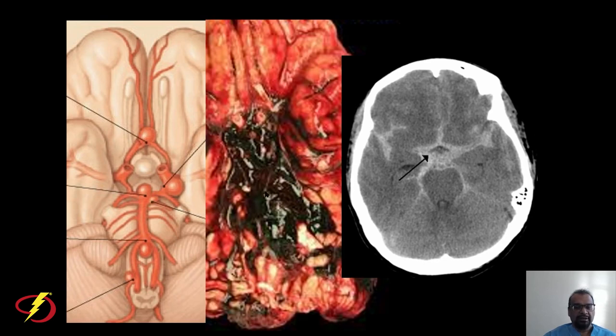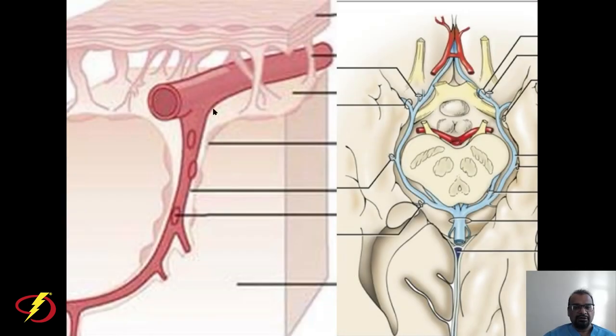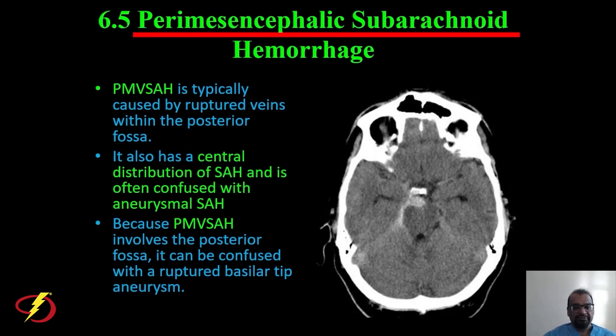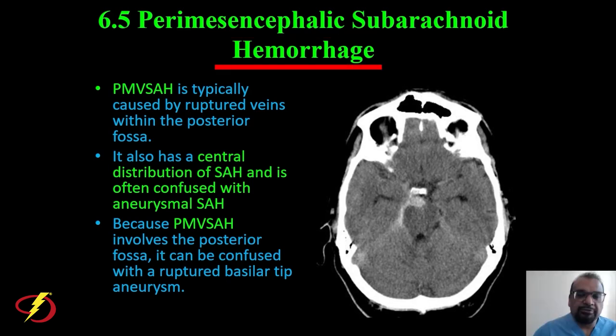This bleeding is in the subarachnoid space. And aneurysms and paramesencephalic hemorrhage, which we're going to talk about in a second, have this central distribution of bleeding. So just like arteries, these paramesencephalic veins are located within the subarachnoid space. Remember, here's the arachnoid. It has these web-like projections projecting onto the pia. So paramesencephalic venous subarachnoid hemorrhage is typically caused by ruptured veins within the posterior fossa. It has a central distribution just like aneurysmal subarachnoid hemorrhage, so it's often confused with aneurysmal subarachnoid hemorrhage.